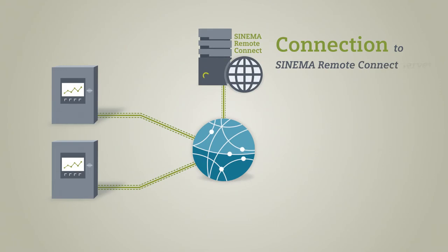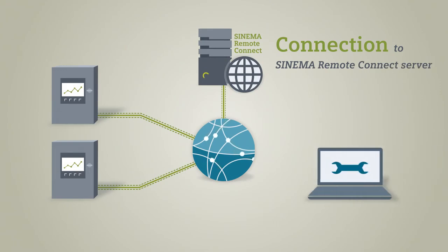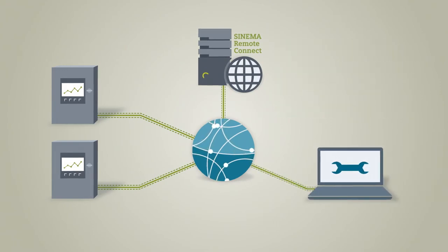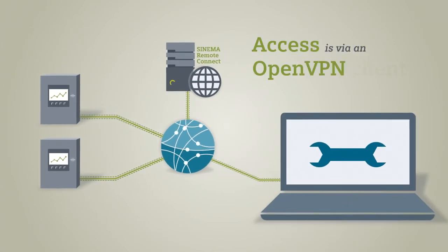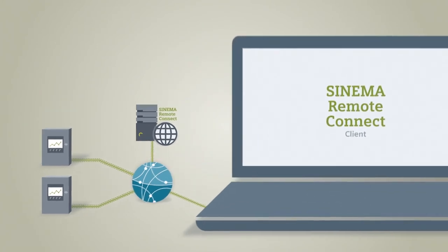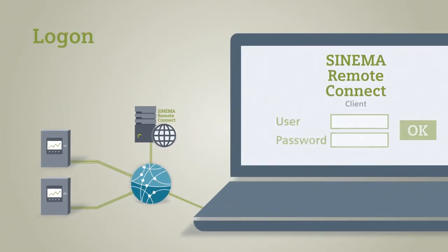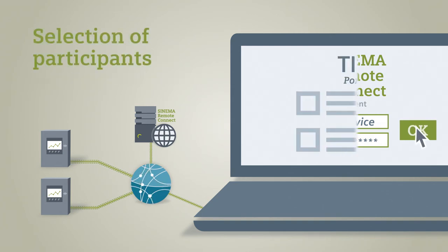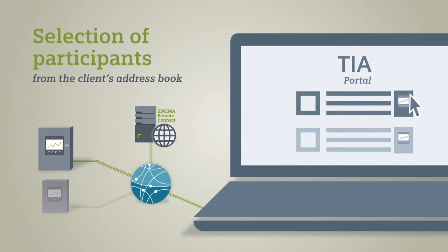For remote maintenance, however, the service technician also requires a connection to the Sinema Remote Connect server. This access is created via an open VPN client, here via the Sinema Remote Connect client. The service technician logs onto the Sinema Remote Connect client with the previously created user data and authenticates himself at the server. After logon, all of the participants accessible for the user are displayed in the address book.